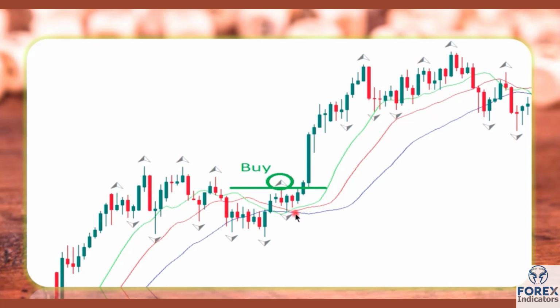Second, use the alligator together with the fractals. Wait for the moment when the alligator is sleeping, balance lines are intertwined. Put a buy stop order 1 pip above the latest fractal up, which is located above the alligator's mouth. The Alligator indicator has a unique formula that distinguishes it from a simple set of moving averages.